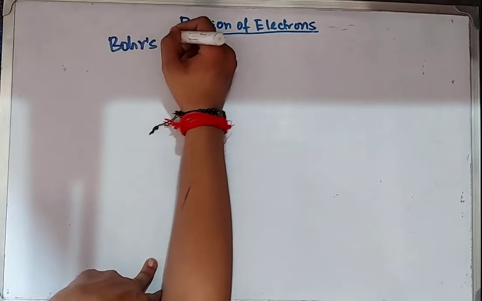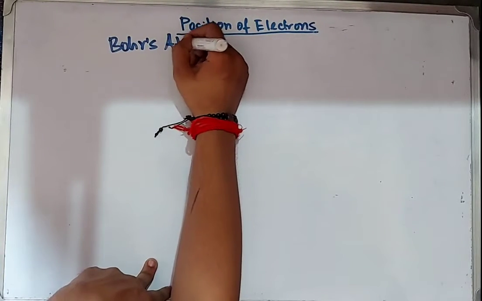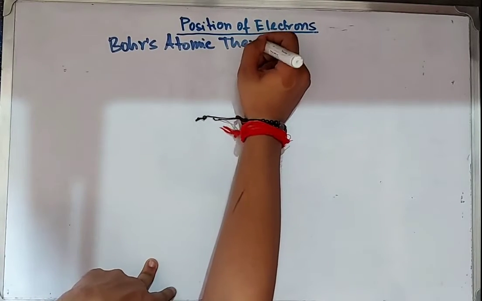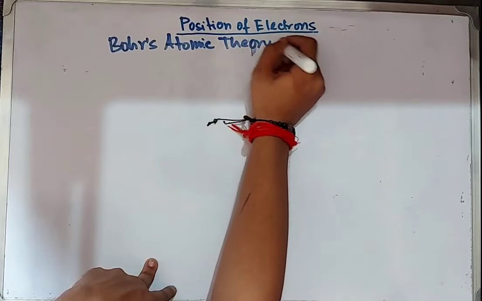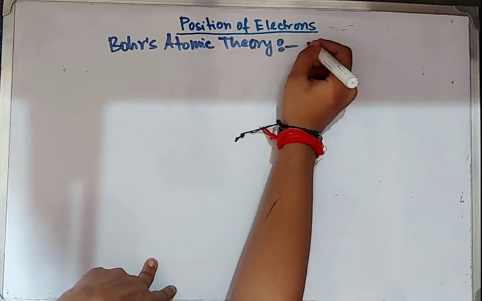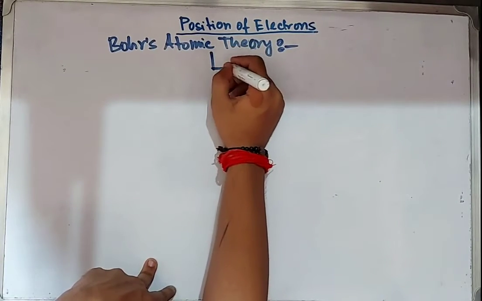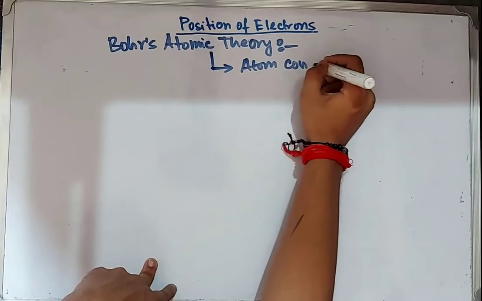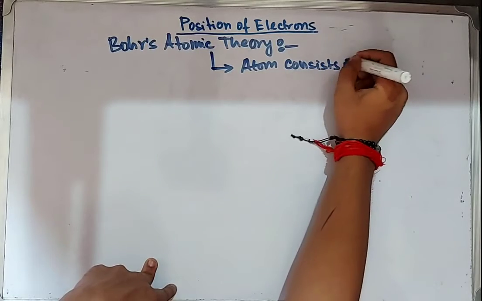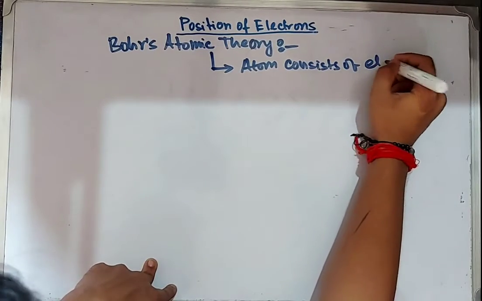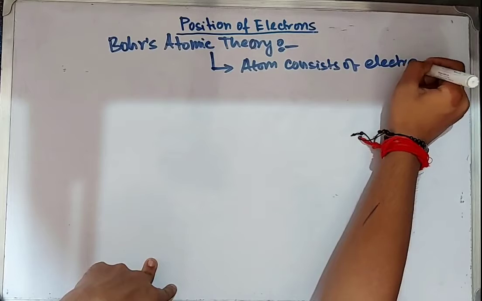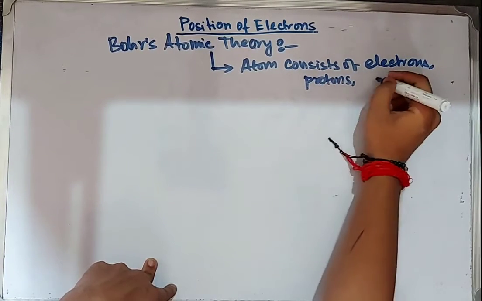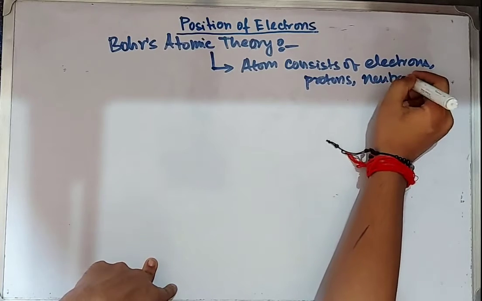So now we are going to discuss Bohr's atomic theory. The first point is, atom consists of electrons, protons, neutrons.